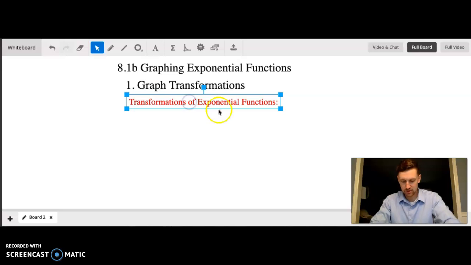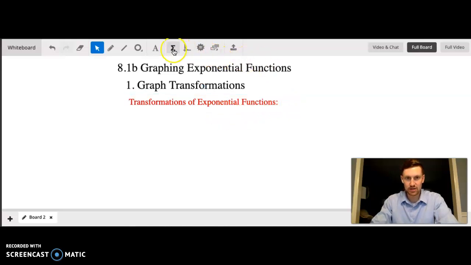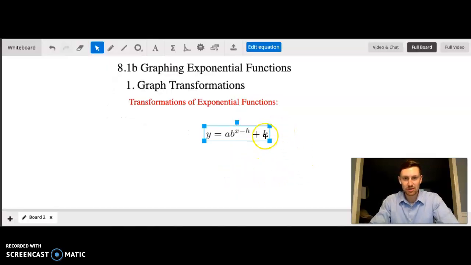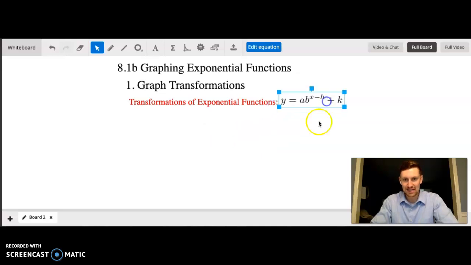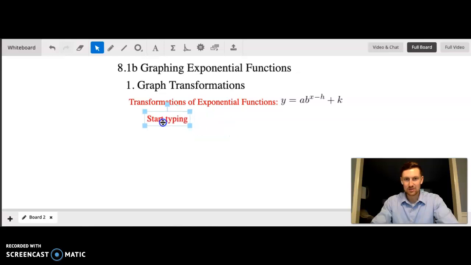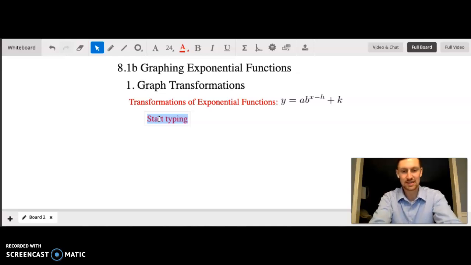All right, so specifically some transformations. We'll add an equation in here to show you the basic layout. It's going to be y equals a times b, and then within the exponent we're going to have x minus h, and then afterwards plus k. If you remember anything about transformations, you'll remember that those letters a, h, and k are used quite often in the transformation sphere. So we'll get a definition of what each one stands for, specifically with exponential functions.